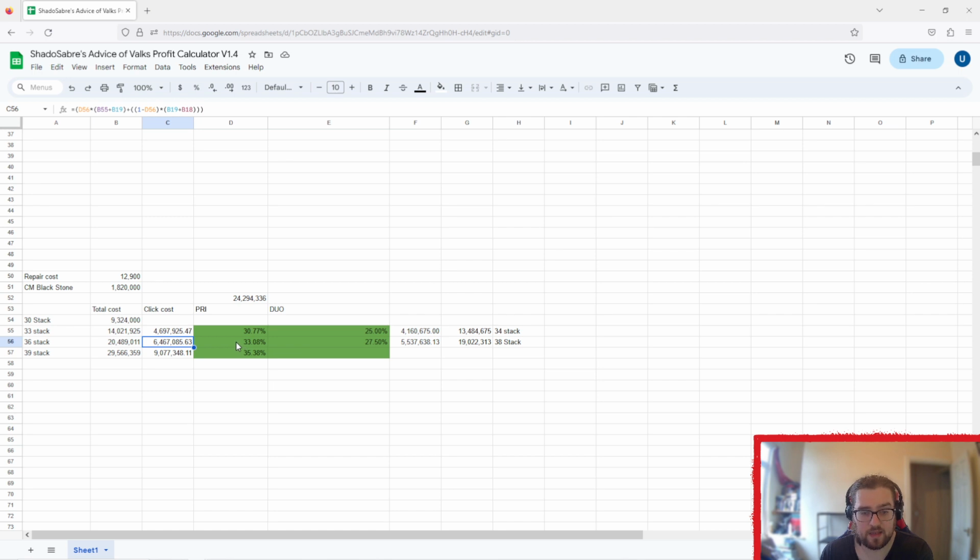So anyway, that's going to mean that because you've got a higher percentage chance of success, it's going to cost more, or calculate in more of the cost of this stack because you're more likely to use this stack up.